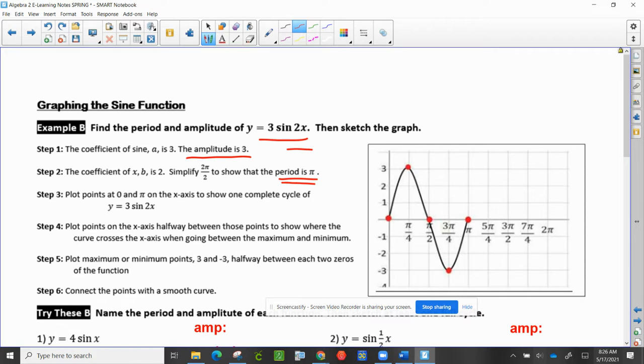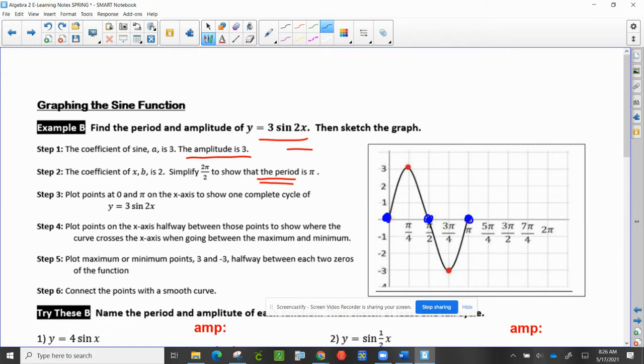So here's where your 5 points come in. You're always going to start at the origin here for the sine function. And we always put our last point at the end of our period. Now we've figured out our period was pi. So I'm going to put a point at pi on the x-axis. Okay, so that shows our 1 complete cycle. Step 4 says plot the points on the x-axis that's halfway between those points. So here's halfway. That's your next x-intercept.